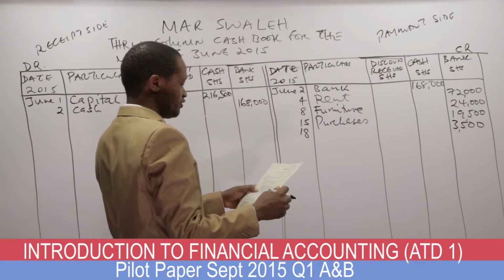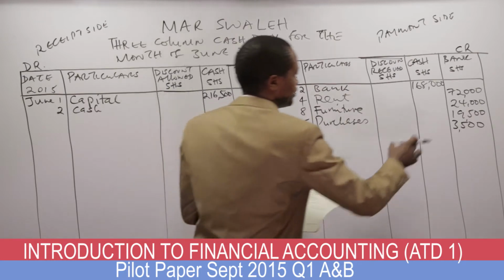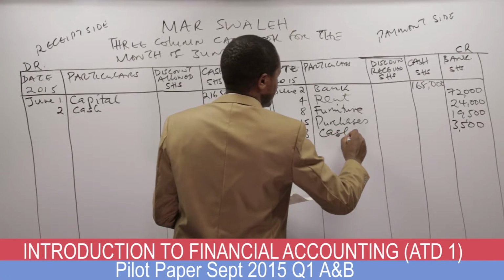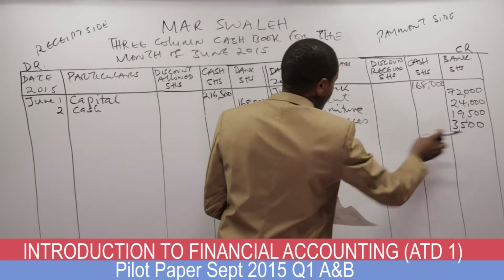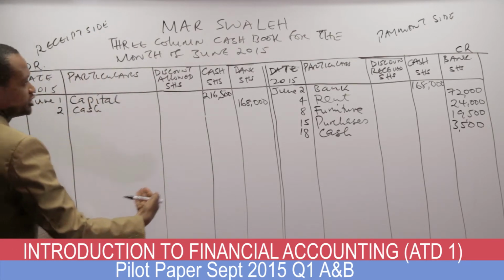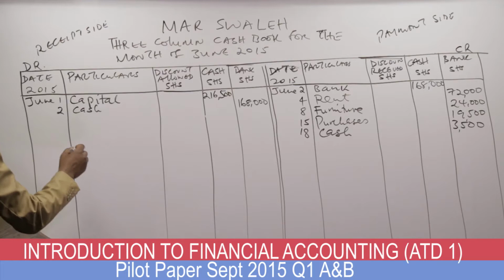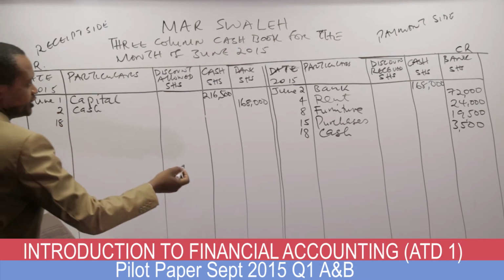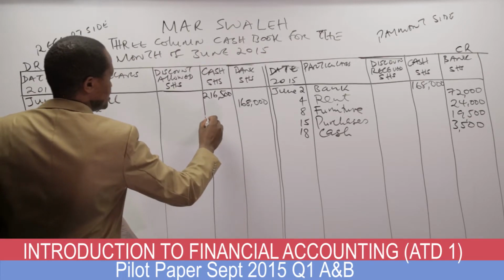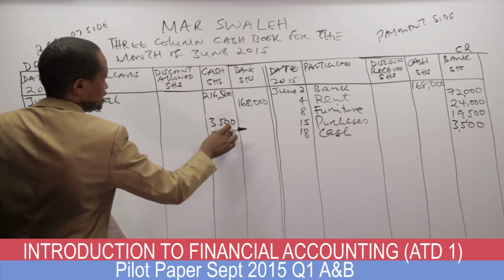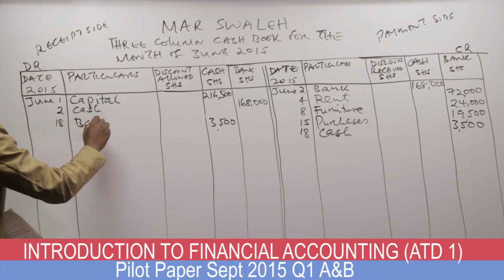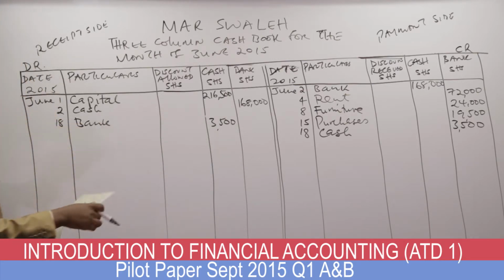And we are told it is for office use. So money has been taken from the bank and is going to the cash account. So we record here cash account. You need to show it on the receipt side because cash is receiving 3,500 on 18th. Cash is receiving from which source? It's from the bank. So you record bank. Cash has received money from the bank. You record it on 18th.